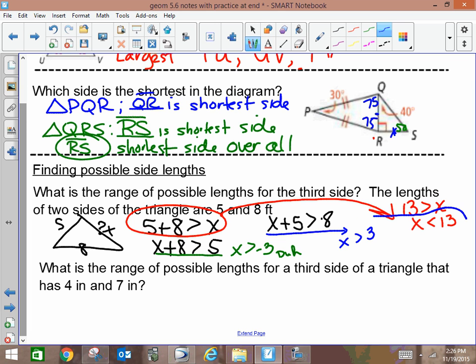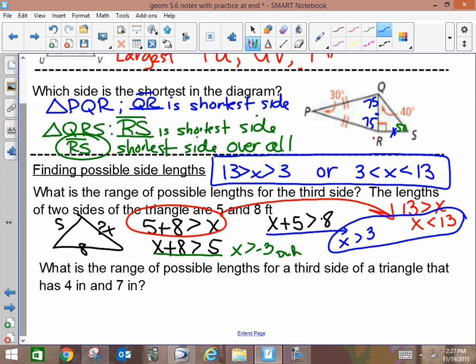Okay, so now we've got to combine these. What's your range of possible lengths? It has to be greater than 3 and less than 13. How would you write that in one inequality? Sounds good. Or you could start with the biggest one. 13 is greater than x is greater than 3.